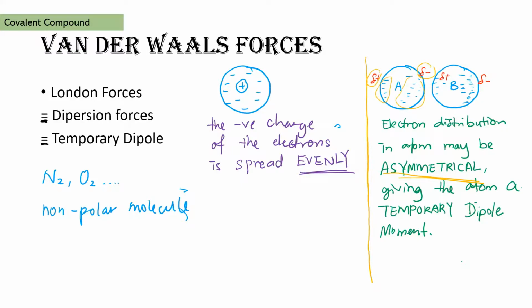So the atom keeps moving. This is not a permanent dipole, as I explained previously. It will keep on moving, depending on the fluctuations of the motions of electrons. This will give them a temporary dipole moment. So all of this is temporary.